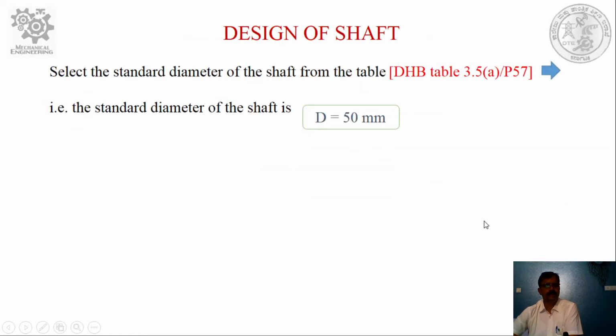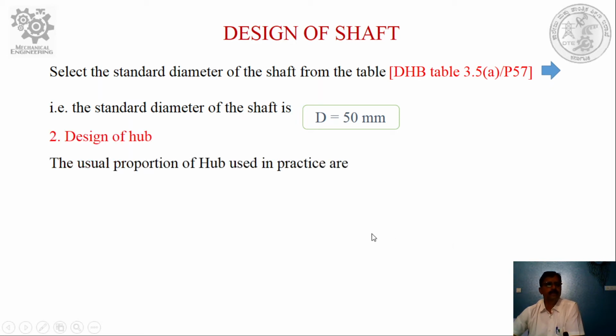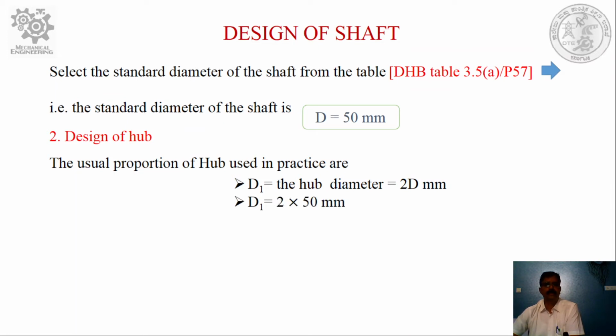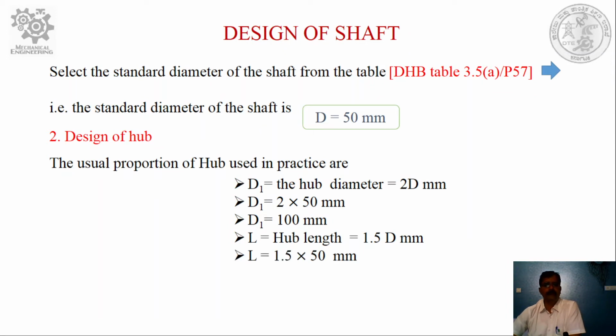Now the standard diameter of the shaft is 50 millimeter. Design of hub. The usual proportion of hub used in practice is d1, the hub diameter, equal to 2 into d millimeter. Now d1 is equal to 2 into 50, that is 100 millimeter, and L, the length of hub, is equal to 1.5 into d, that is 1.5 into 50, equal to 75 millimeter.